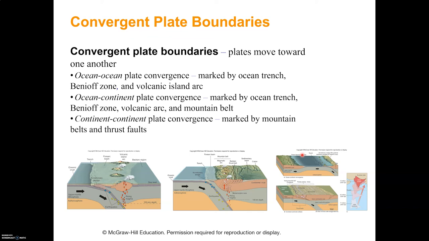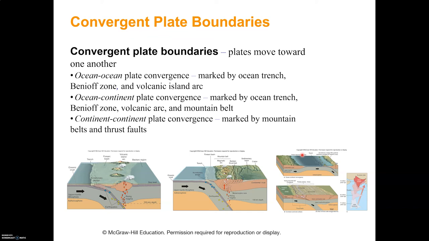An oceanic-continental plate convergence is very, very similar, except that it's not happening in the middle of the ocean. It's coming in contact with a continental plate, but we still have a volcanic arc. They're just not islands. It's happening on the continent, forming a mountain belt, all right? But we still have a deep trench.